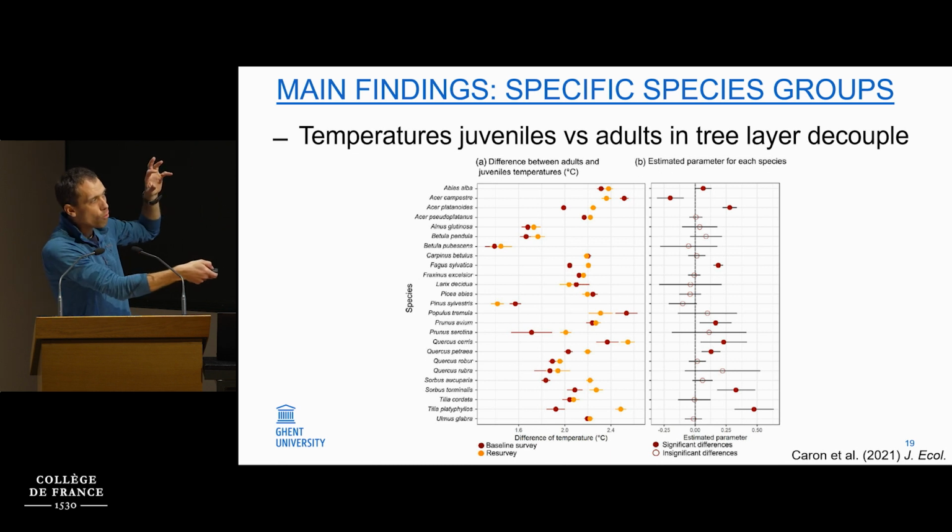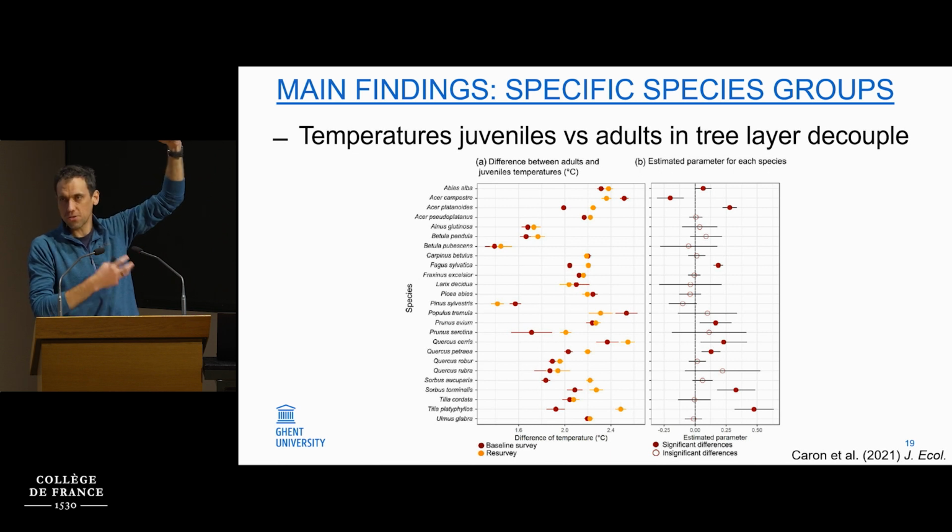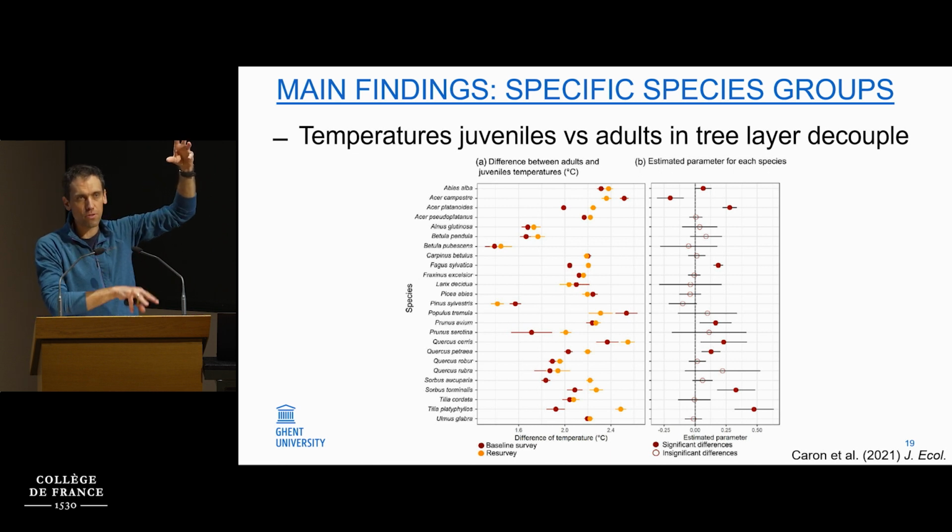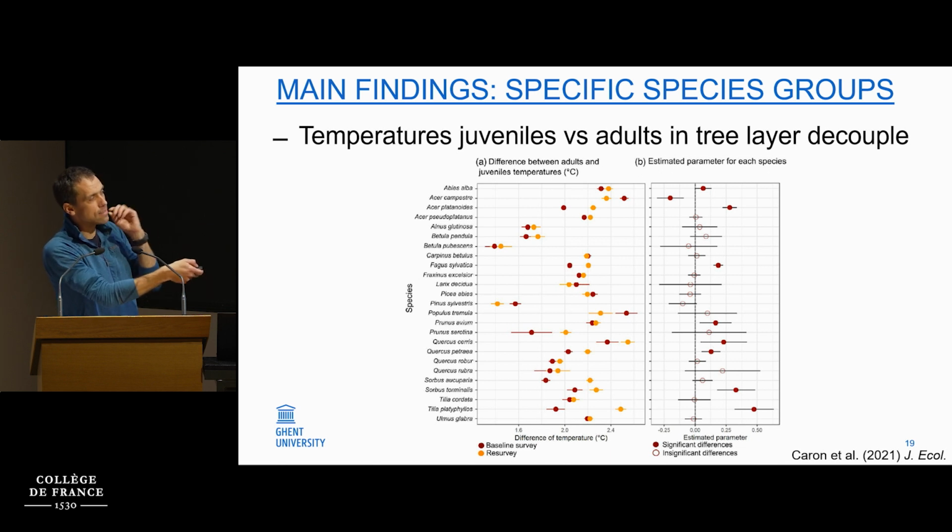And so this is always positive. It's logical. There is microclimate buffering at the forest floor. It's cooler. So in most cases, the adult is experiencing warmer conditions than the juveniles. But we also see that this difference between the adult and the juveniles is increasing over time. So the red is the baseline, and the orange is the resurvey. And you see that for almost all species, and this is significant for 8 of the studied species, this difference increases over time.